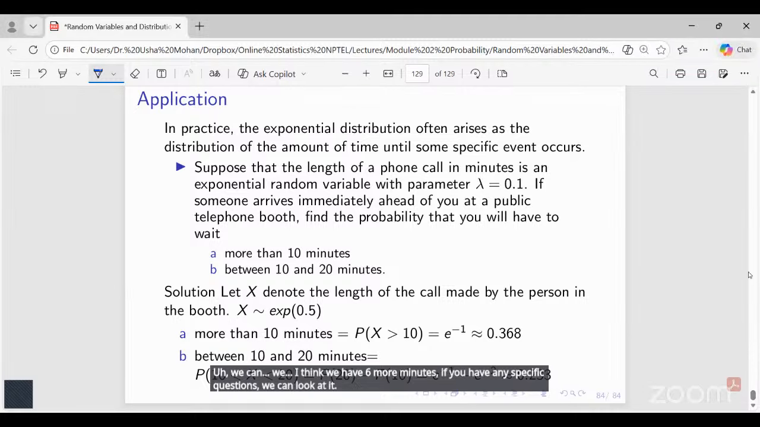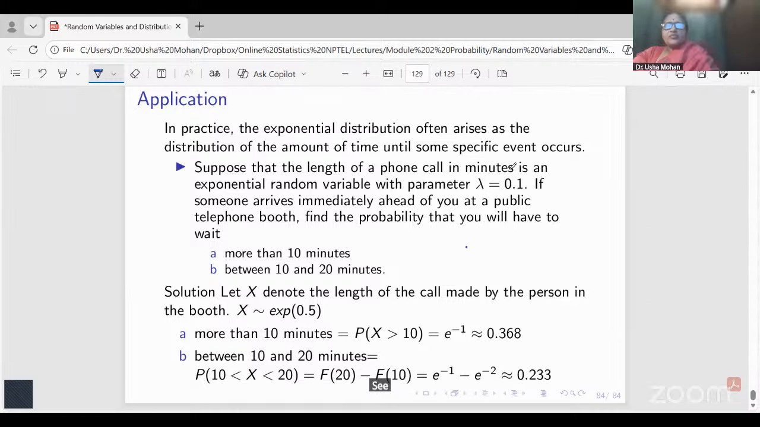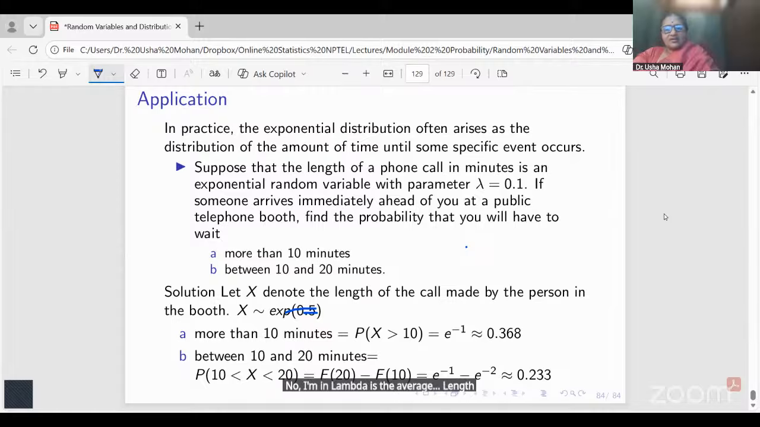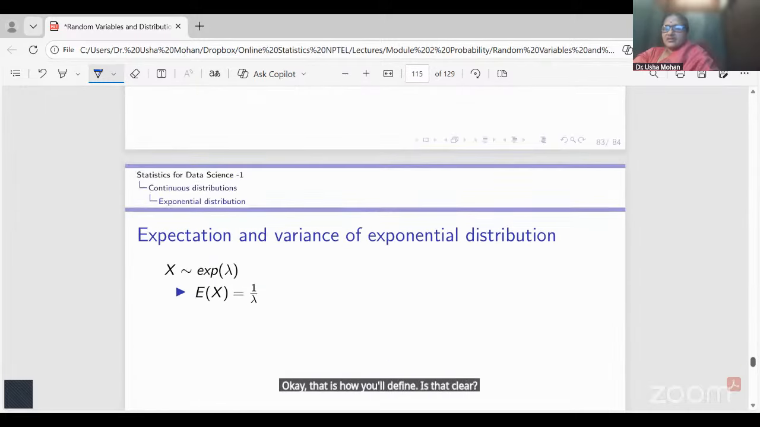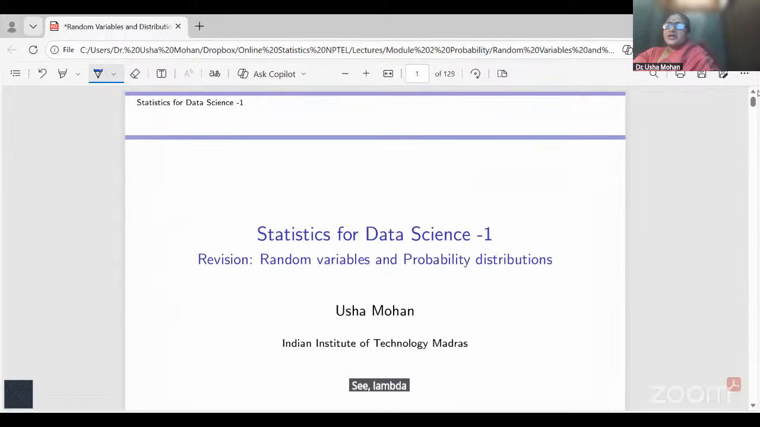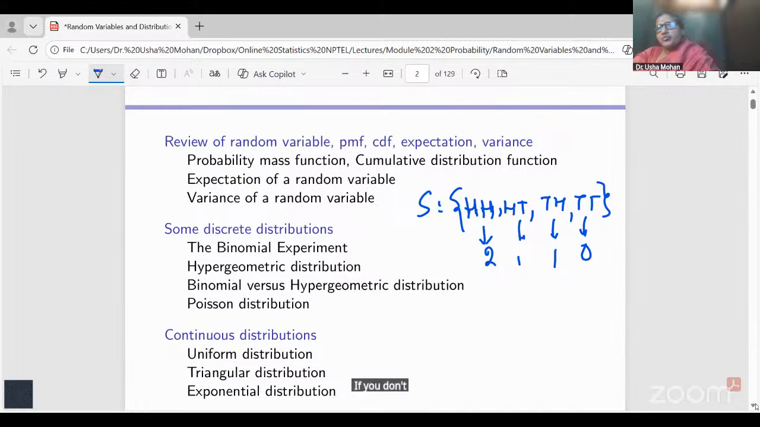Then how will we define lambda in this question, please? See, lambda equal to 0.1. This I said was a mistake, right? Just take lambda equal to 0.1. No, I mean, 1 by lambda is the average length. Yes, ma'am. That is how you'll define it. Is that clear? See, lambda in Poisson was the average, but for exponential, it is 1 by lambda. If you don't like lambda, take mu here, and take lambda for Poisson. Okay?